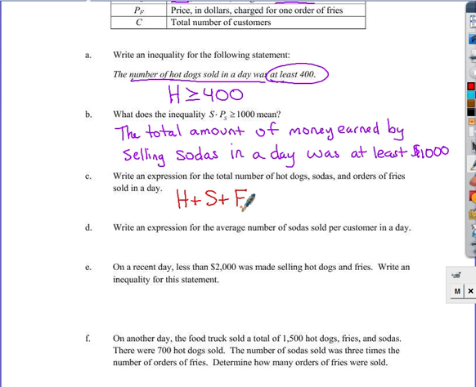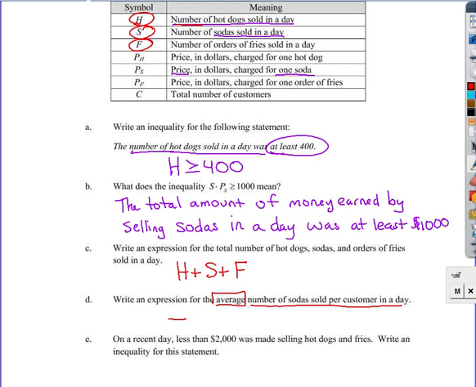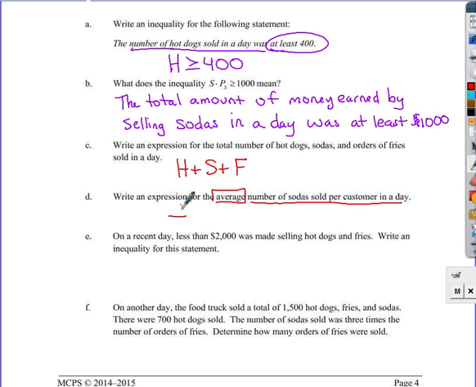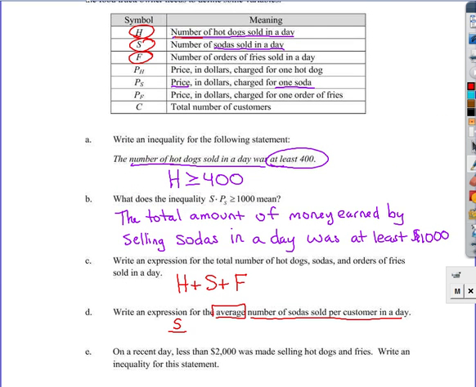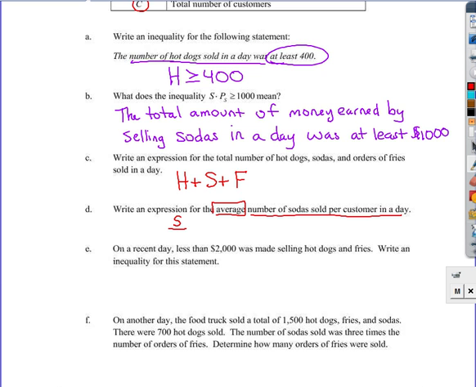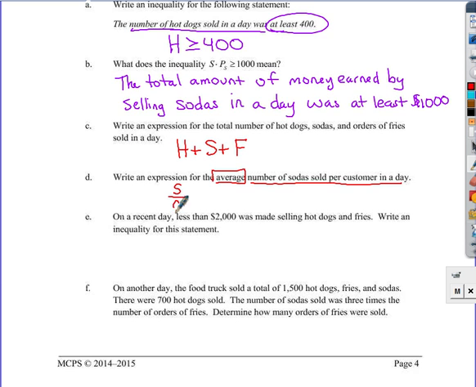Write an expression for the average number of sodas sold per customer in a day. So I know average means I'm going to be dividing. Number of sodas sold per customer in a day. Well, I have to know how many sodas there were. So that was represented by S. And then how many customers there are in a day says C is the total number of customers. So I'm going to take S divided by C.